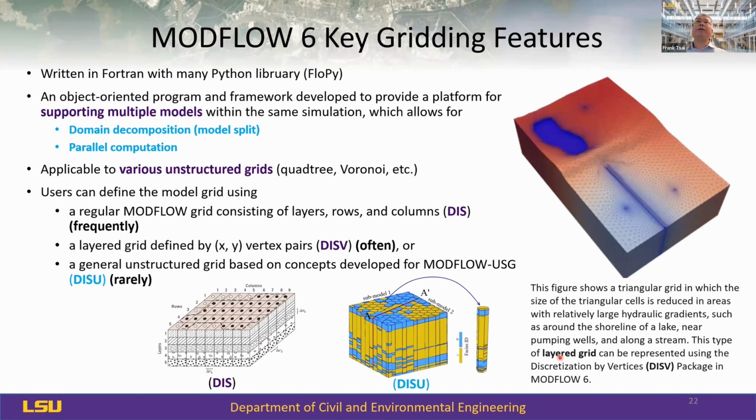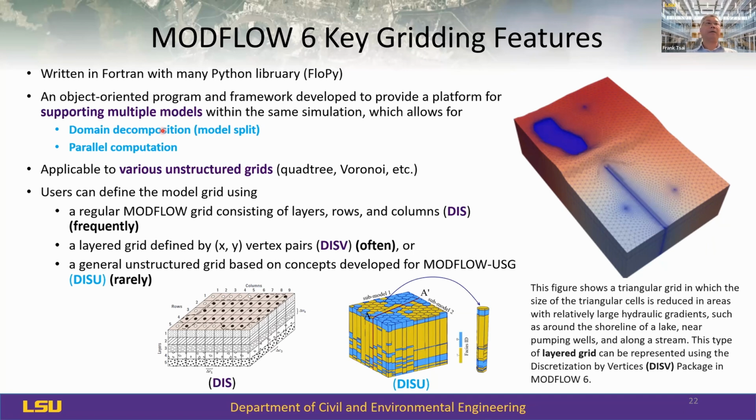The key feature over here is the gridding approach. MODFLOW 6 allows two things. One is domain decomposition, where you can split one big model domain into several models, and they can communicate with each other through exchange packages. Because of the domain decomposition capability, MODFLOW 6 can do parallel computing. Once you set up all the submodels, you bring them into a supercomputer, or maybe you have a personal computer with multiple cores, and you can do parallel computing easily.